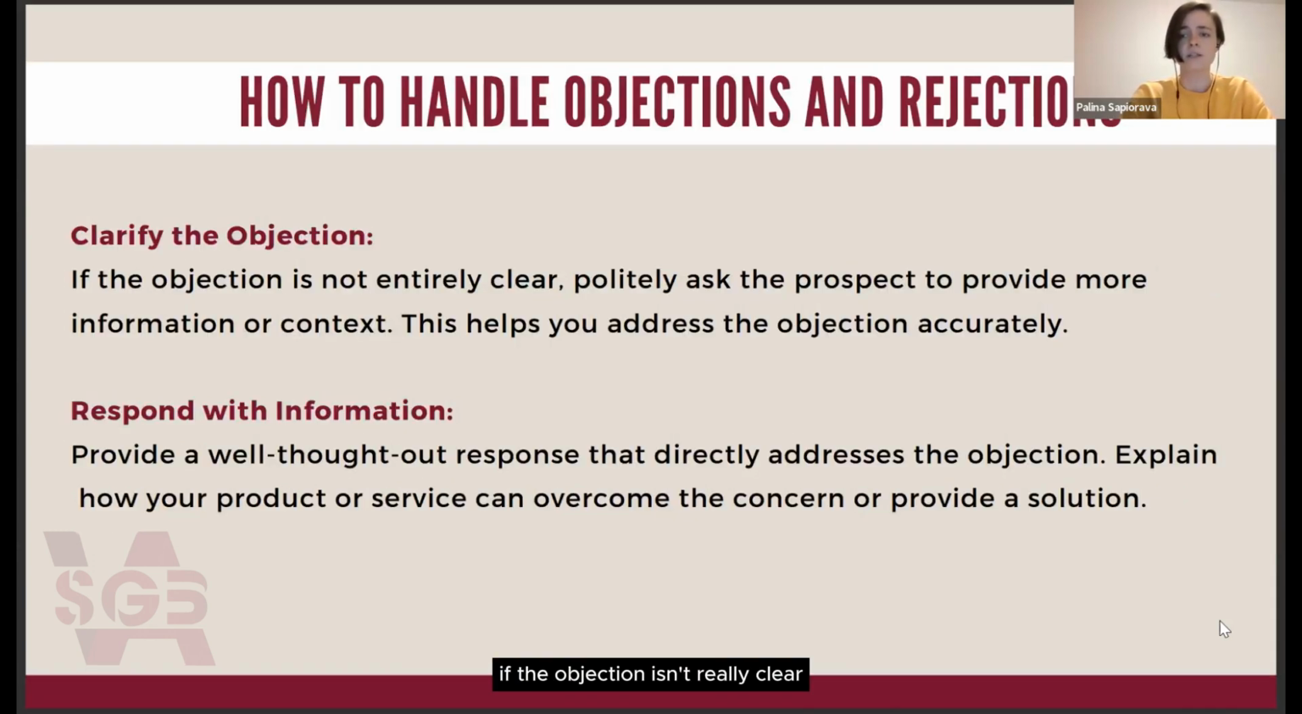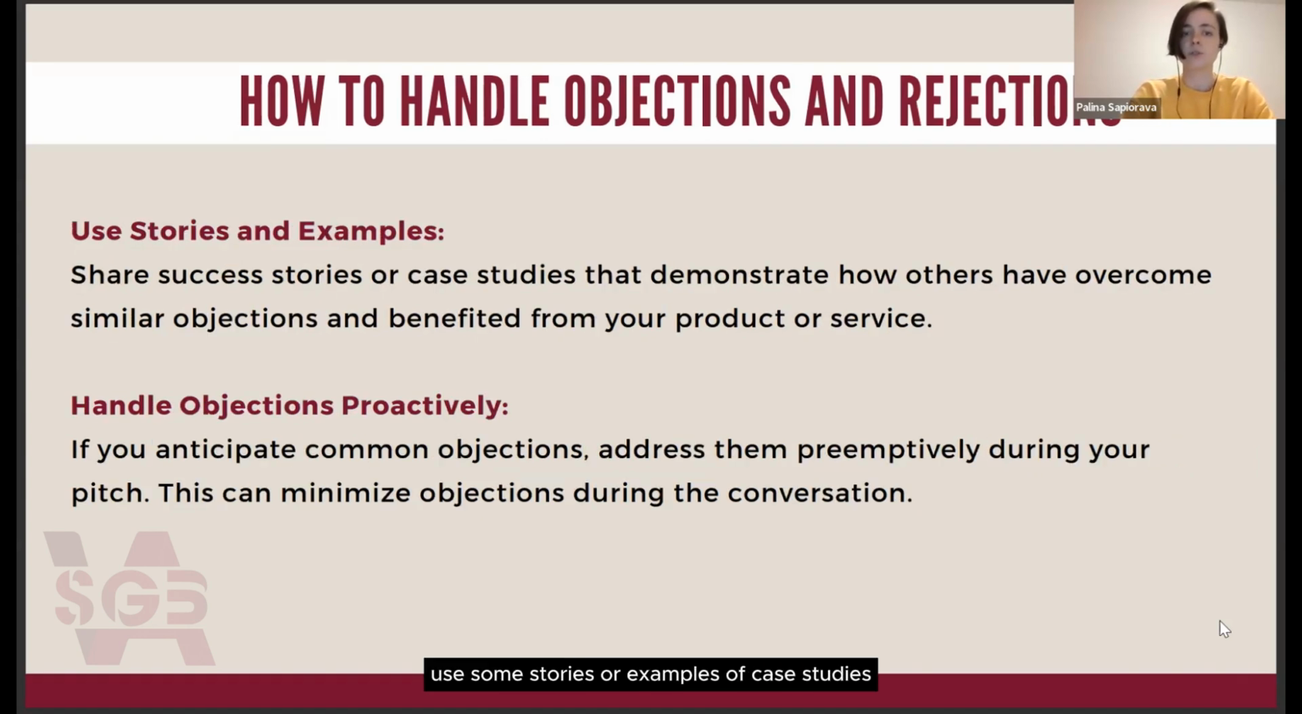If the objection isn't really clear, politely ask the prospect to provide more information or context. So it would be more convenient for you then to handle this objection. And of course, respond with information. Provide a well thought out response and directly address the objection. It's always nice to use some stories or examples or case studies to demonstrate how your product or service was helpful to other businesses and how the recipient of your call and their company would benefit from your product or service.